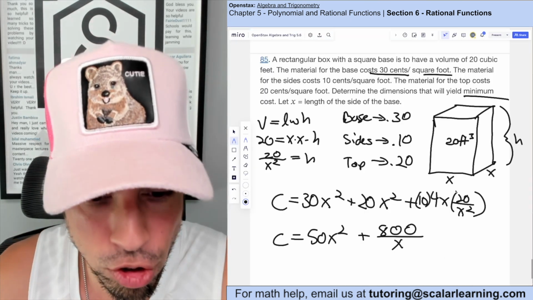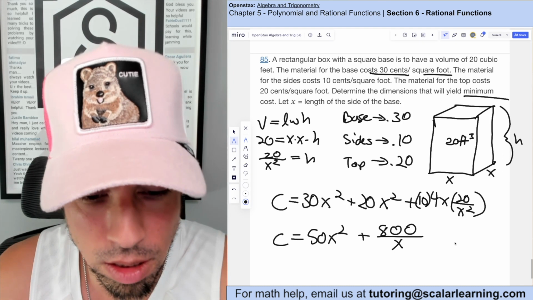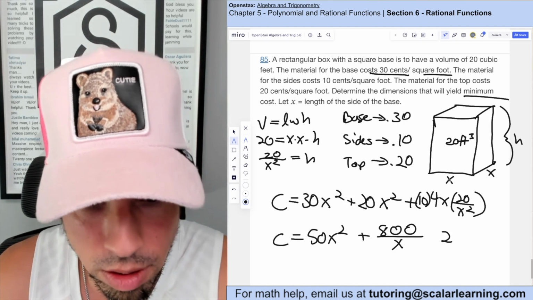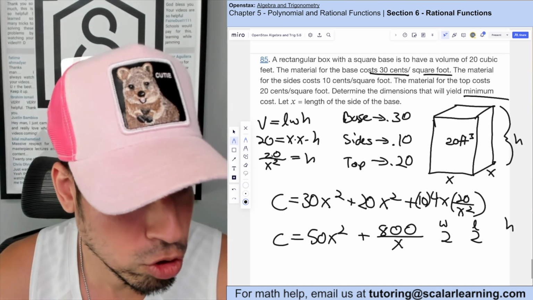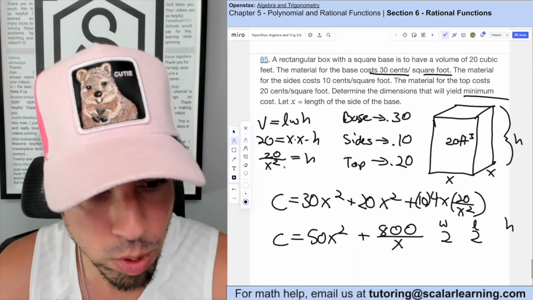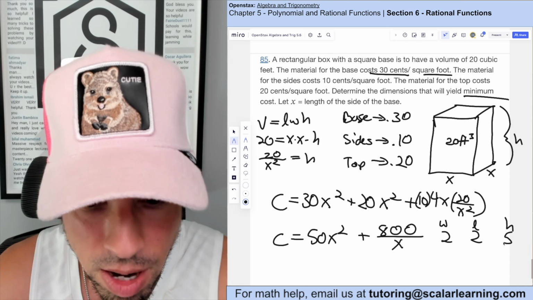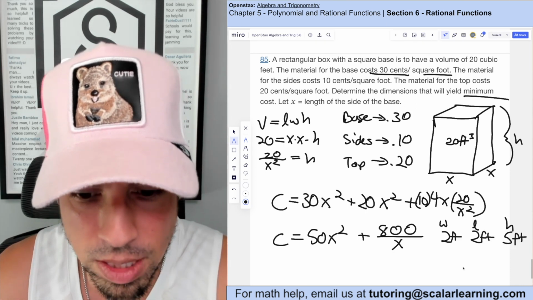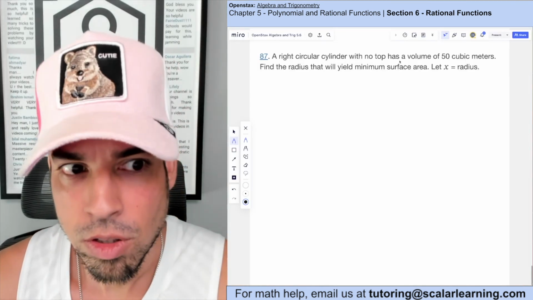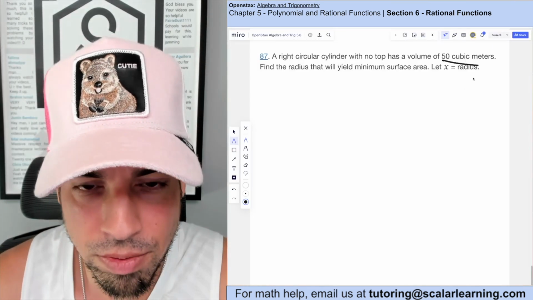So if x is 2, we know the base has a width of 2, a length of 2, and a height of 20 over 2 squared. 2 squared is 4, 20 over 4 is 5. So we have a width of 2 feet, a length of 2 feet, and a height of 5 feet. Boom, done.